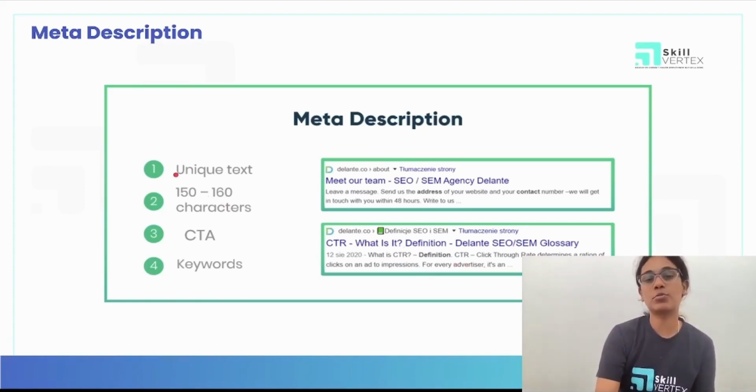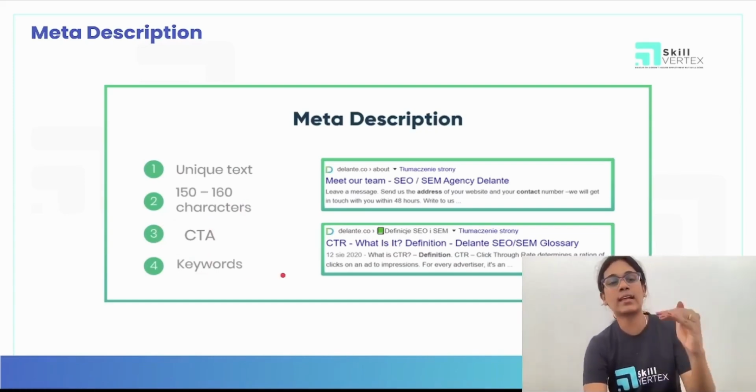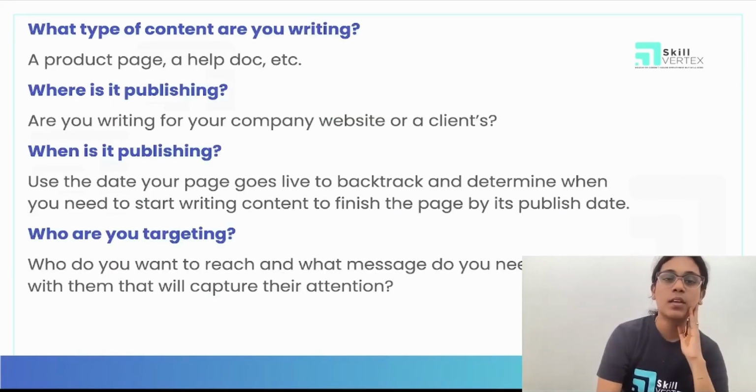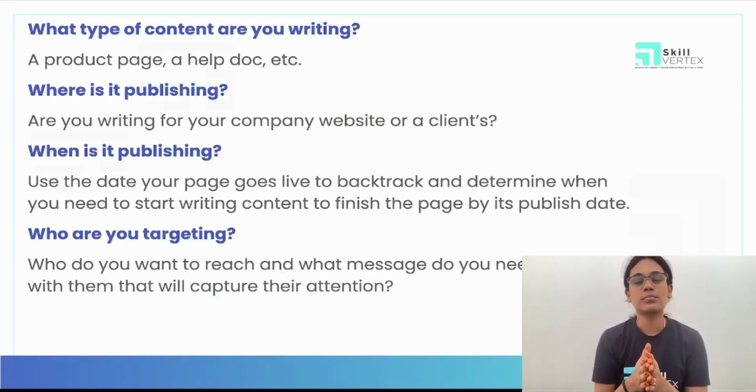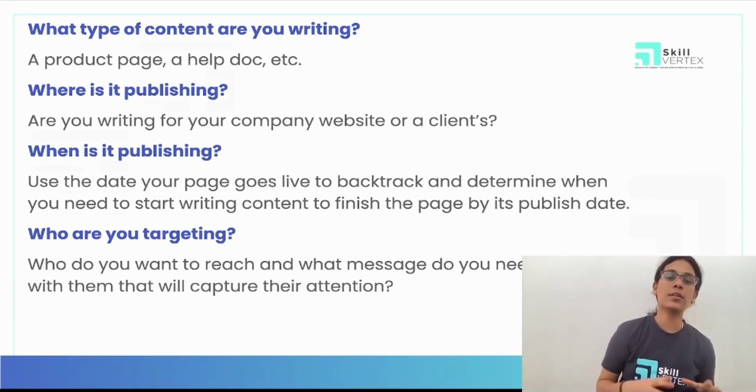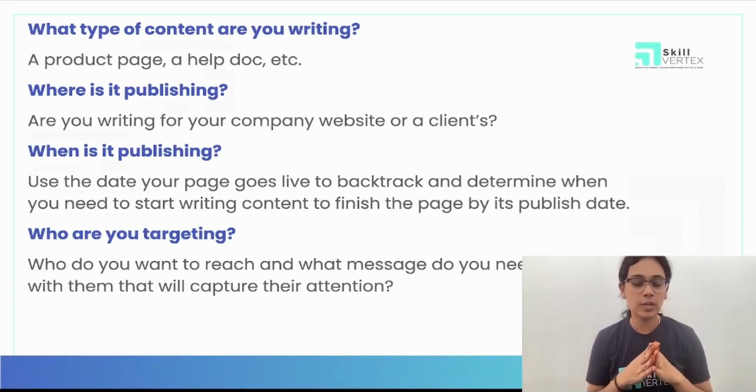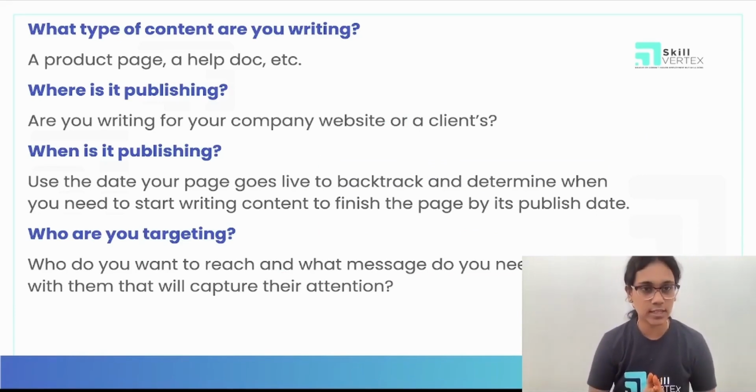Usually a meta description has unique text, is 150 to 160 characters, and has a call to action. They often consist of keywords so that they rank in the search engines. Now let's see about the website content. We do know the top priorities when writing content. We do know what a meta description is right now.